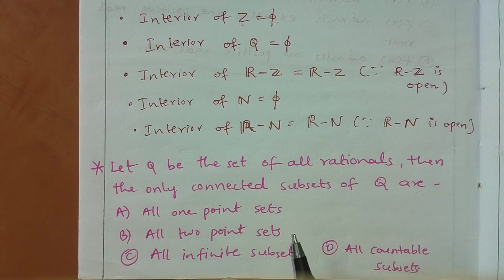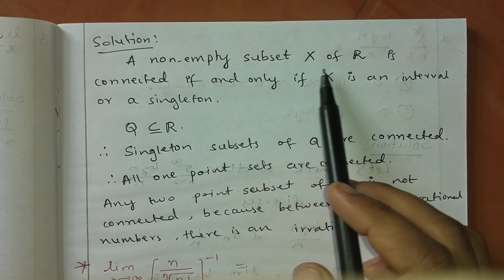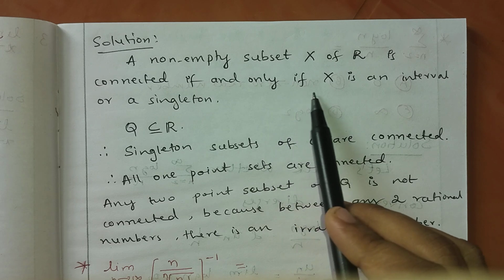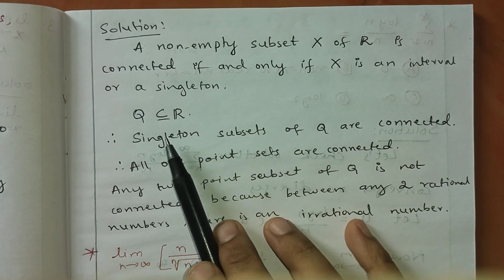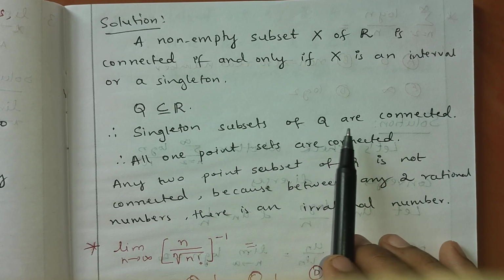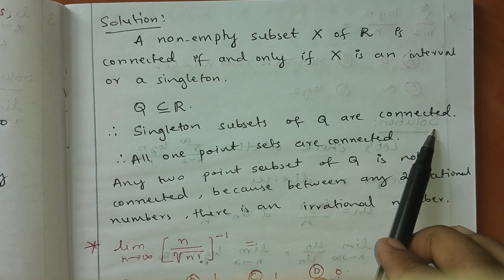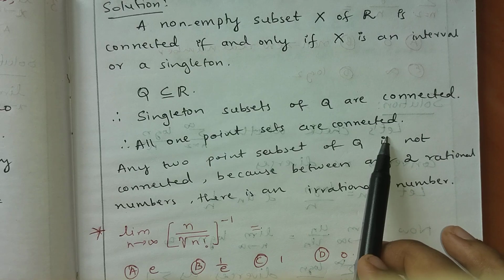Here we have to find what the connected subsets of Q are. A non-empty subset X of R is connected if and only if X is an interval or a singleton. We know that the set of rationals is a subset of the real numbers. Therefore, singleton subsets of Q are connected. They are all one-point sets. Therefore, all one-point sets are connected.